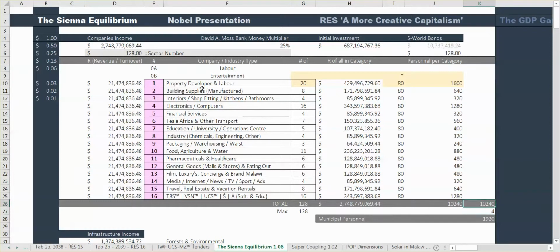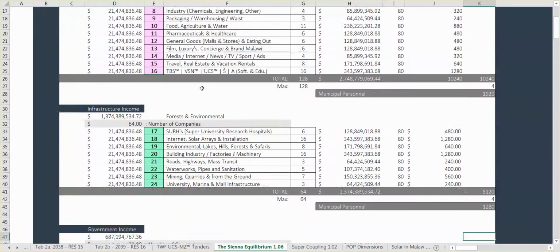For every 4 personnel any company pays, there must be a municipal personnel. Which I think is about right. I've done a bit of research, and for every 4 people working in the UK, there seem to be about 4 people working in municipal positions. Okay, what have we got here?